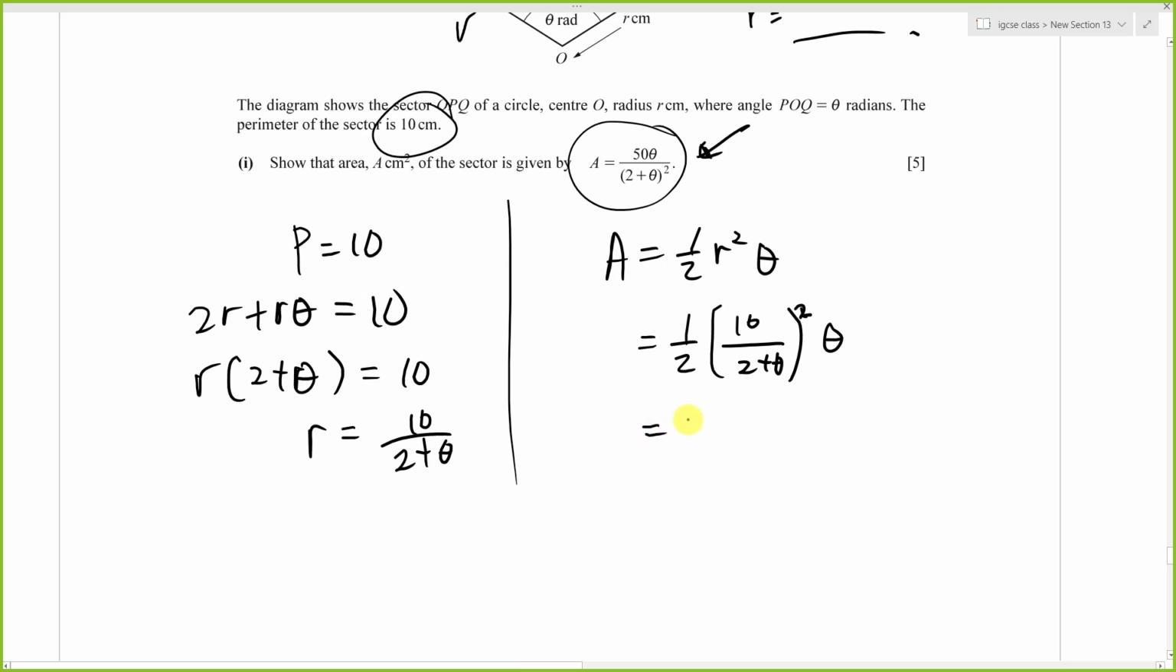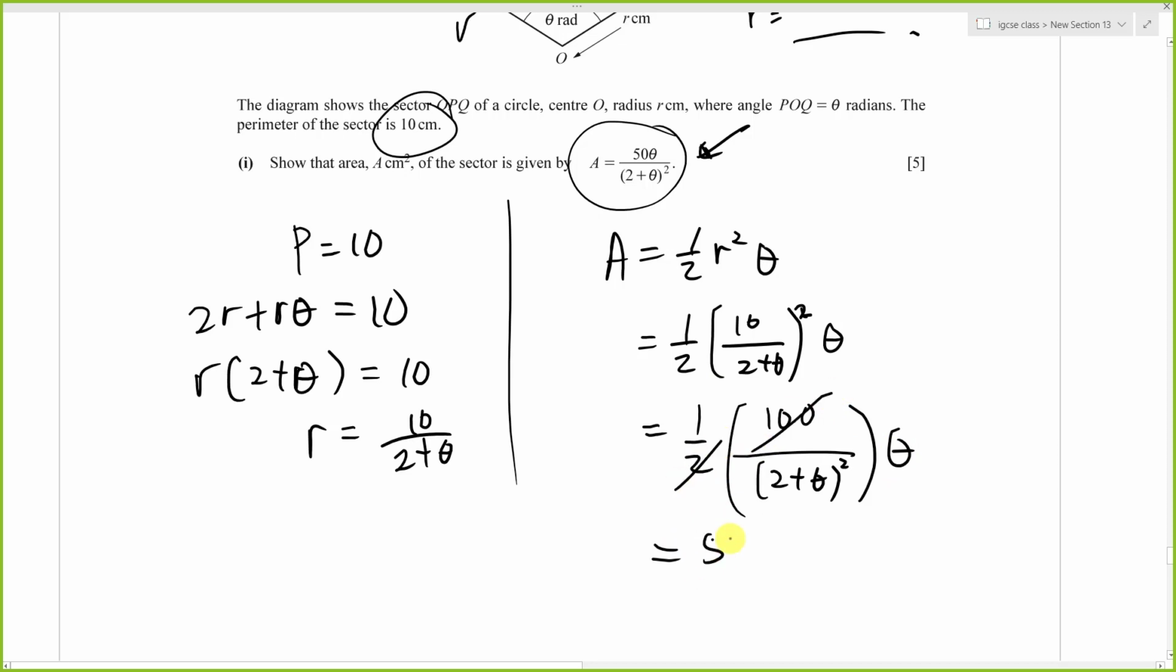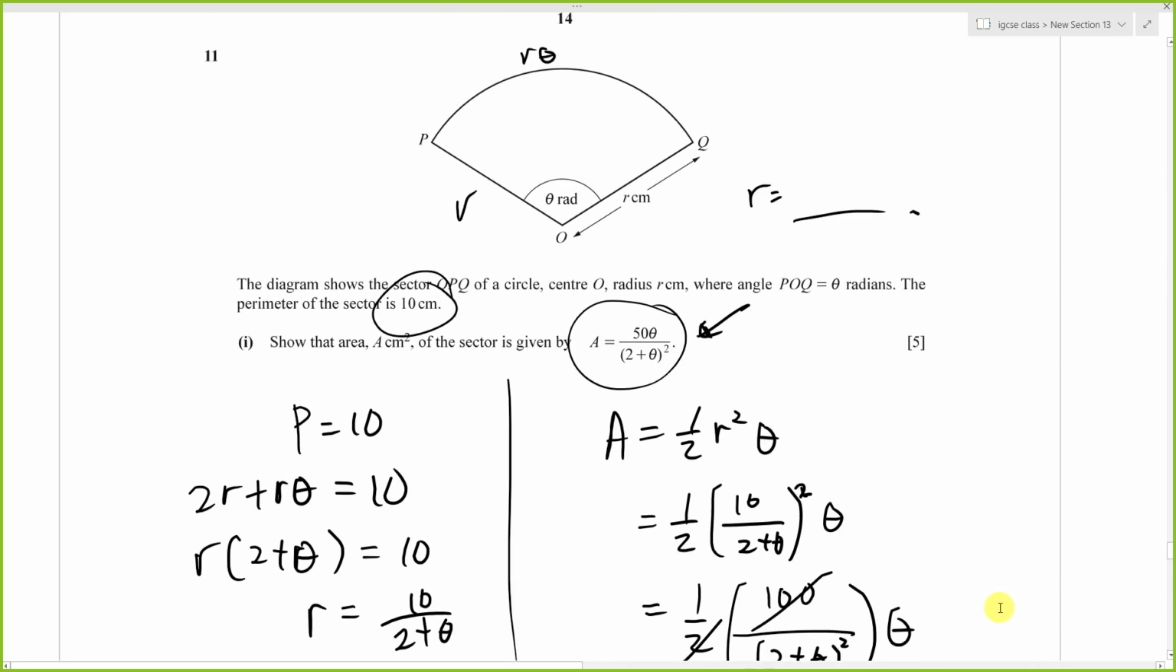Okay, so 10 squared will be 100. I will just do 100 over 2 plus theta squared. Just put the bracket around theta here. Then I simplify here. I get 50 times theta over 2 plus theta squared equals my A. For this kind of question, 5 marks I would say is very easy, but you need to get the idea of how to get the correct equation.